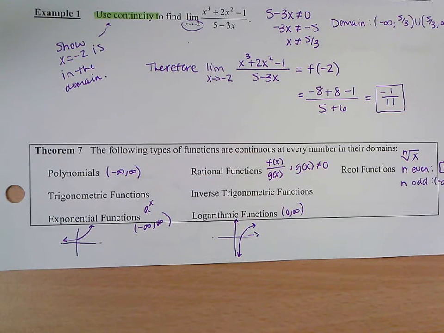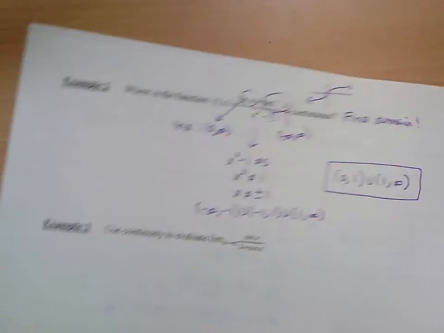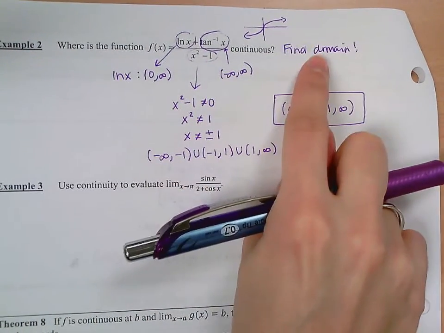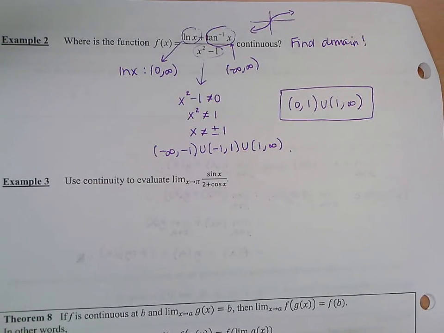So again, as a reminder for you, whenever you are asked a question, like the example we had ended with yesterday, if you're asked where a function is continuous, that is basically just asking you to find the domain of that function. So I am going to skip over example 3. I think I mentioned this yesterday.